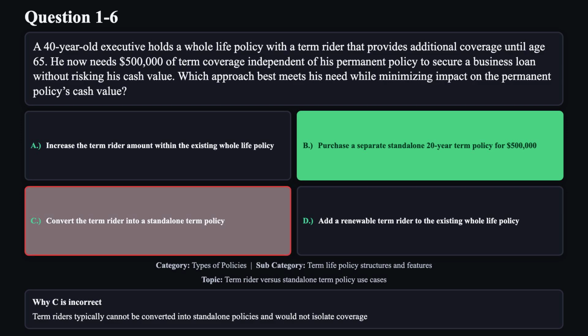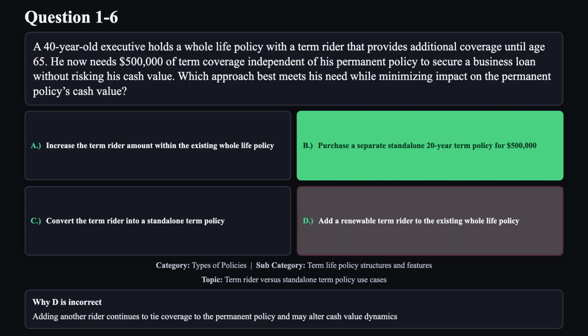Reason C is not correct. Term riders typically cannot be converted into standalone policies and would not isolate coverage. Reason D is not correct. Adding another rider continues to tie coverage to the permanent policy and may alter cash value dynamics.